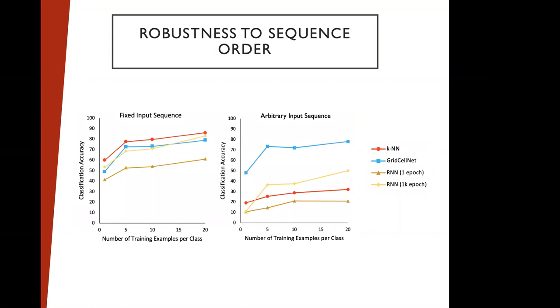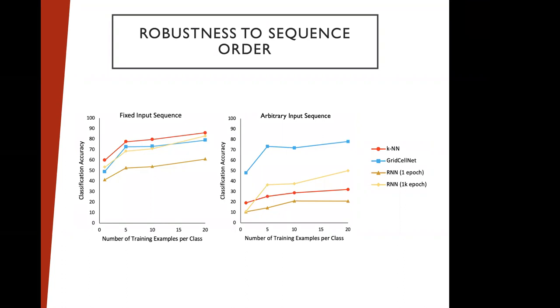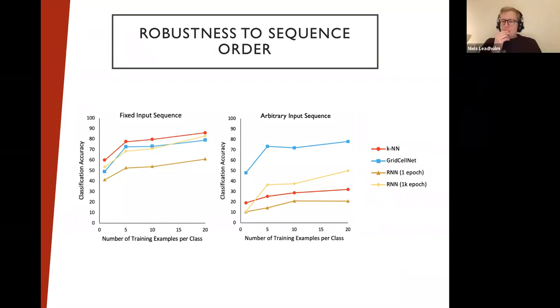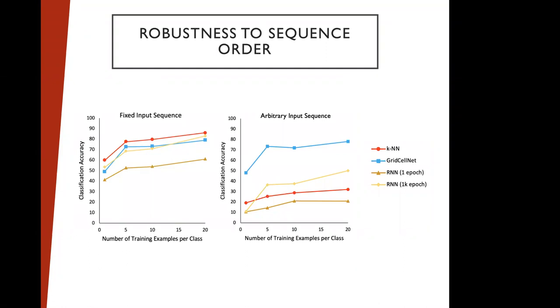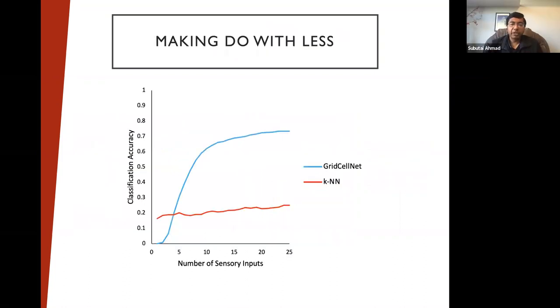How do you compare the training time between grid cells and RNNs? Training time as in number of passes? Kind of, it's just one pass through the data set, right? Sorry, is it just one pass through the data set? Yeah, exactly. That's impressive in and of itself, right?